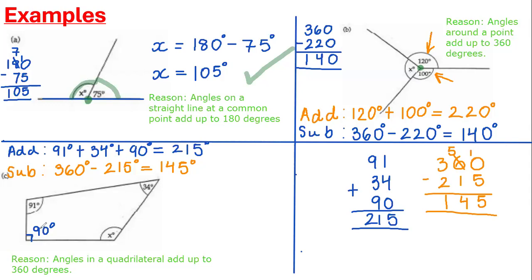The same concept for this one, because angles in a quadrilateral add up to 360 as well. So we add the 90, which is represented by this box, we add the 91, we add the 34. All of them added together gives us a sum of 215. Then we just say 360 minus 215, and that gives us 105. And that's how we got it. All right, that makes sense to you? Yes, sir. All right, good.